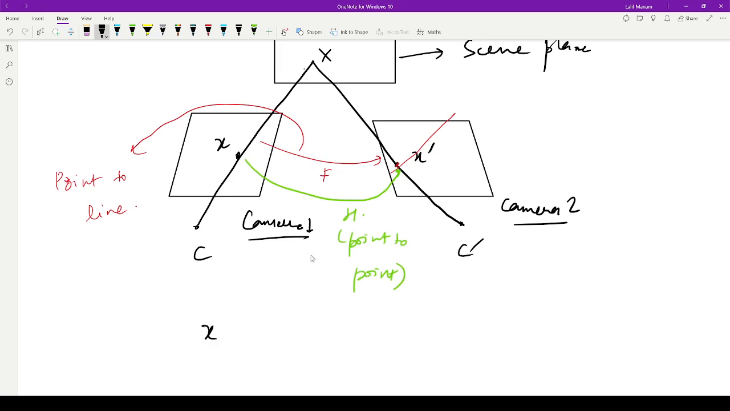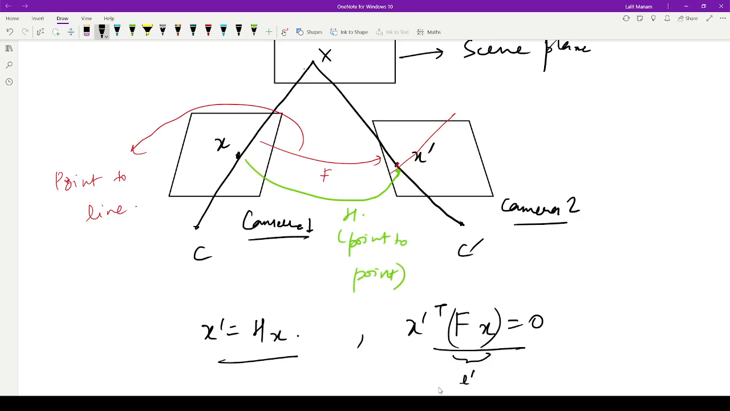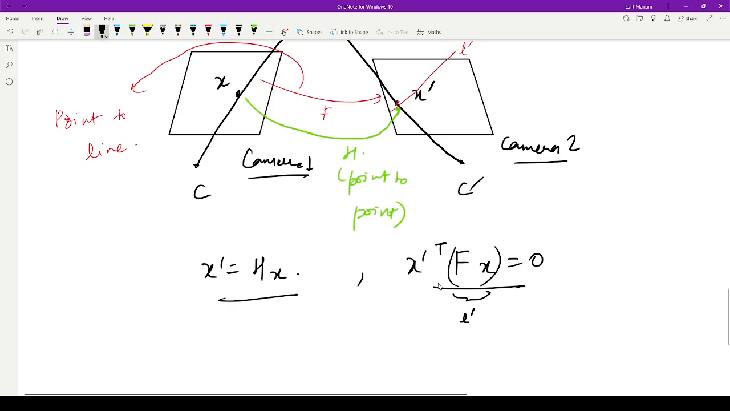We'll just try to write out the equations. x prime equals Hx. That's one of the relations that we have from point to point mapping using homography. And x prime transpose Fx equals 0. This is the point containment relationship. This is L prime, the epipolar line in the second image, or the right image. Okay, so given these two things, can we do anything about it?